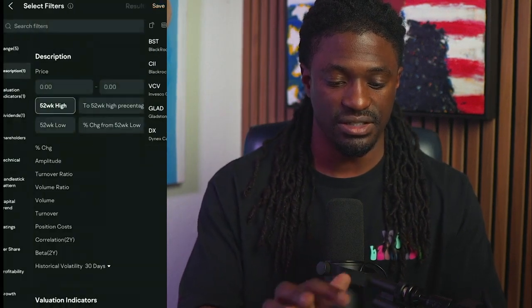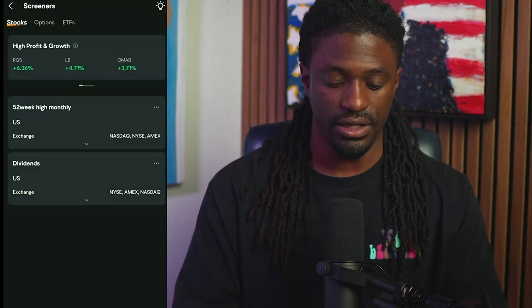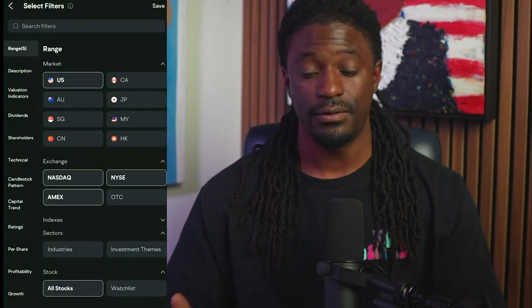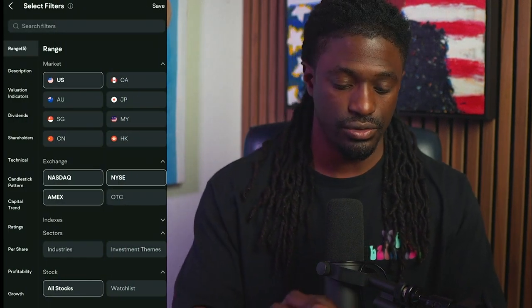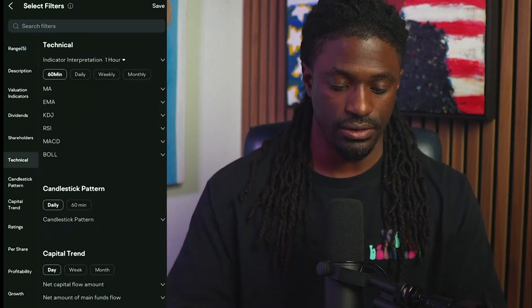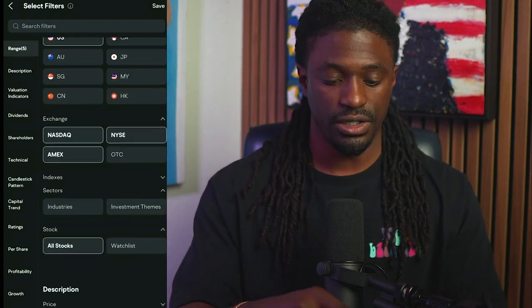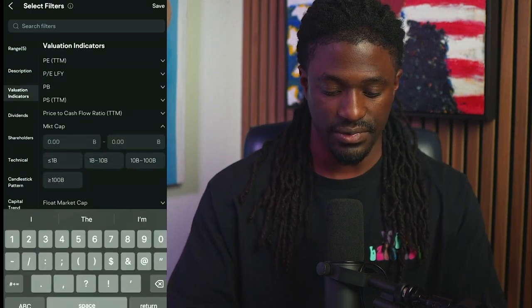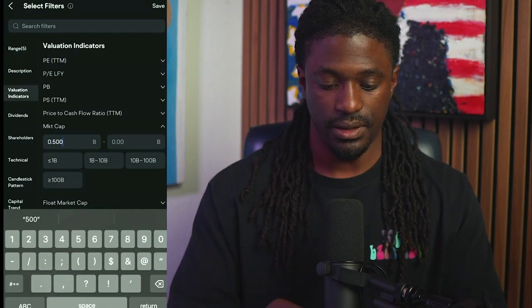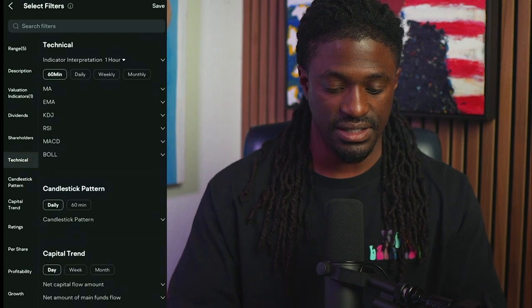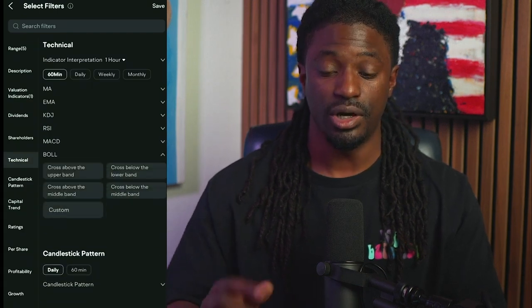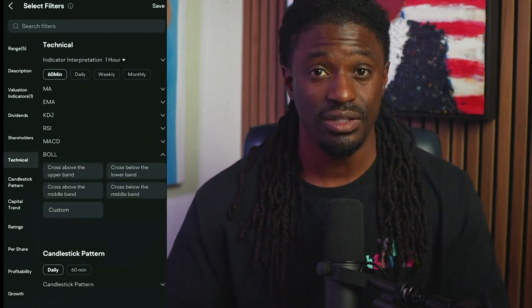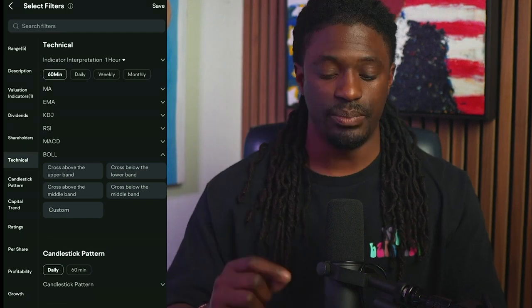So the first thing that you want to do is go back to your stock screener tool. We're going to hit create new screener, and then the way that we set this up, we're going to go to the technicals. So the first thing you want to do, you want to go to the valuation indicators. Again, you want to change the market cap, get rid of all the penny stocks. There we go. And then we're going to come down to the technicals. And then right here, we're going to pick the Bollinger Bands. I'm going to explain to you exactly what the Bollinger Bands are once I pull up the charts.